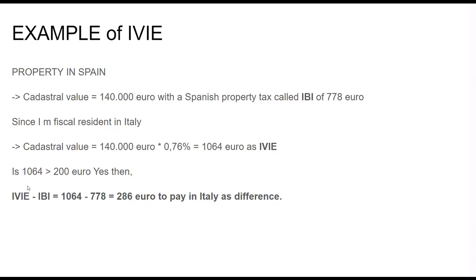But how? Subtracting the IBI from the IVIE. So, since the IBI is 778 euro, we subtract this value and we have to pay to Italy 286 euro. There are certain cases where the foreign property tax is higher than IVIE, and then to Italy you don't have to pay any difference, and you don't get any money back. Or the case where the calculation of IVIE is 200 euro or less, for a value of 26,000 euro property.